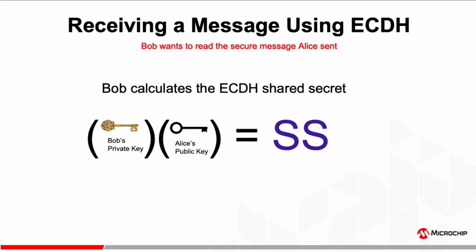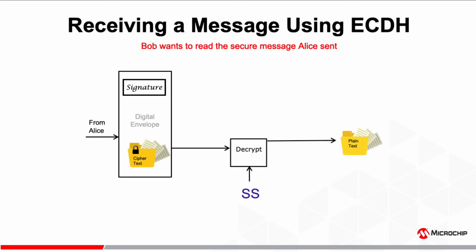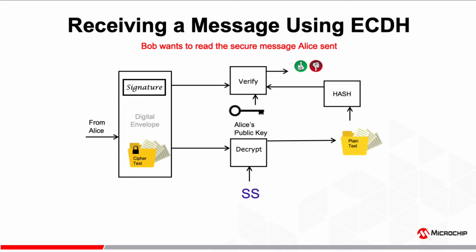On Bob's end, he needs to recreate that shared secret, so he picks up Alice's public key, dot multiplies it with his private key to create exactly the same shared secret that Alice arrived at. Bob opens the digital envelope that Alice sent and takes the shared secret to decrypt the ciphertext, turning it into plain text. He then hashes the plain text, creating a digest, which he uses along with Alice's public key to verify the signature and say yes or no, this came from Alice or not. If it's a yes, then it came from Alice and no one else, and it arrived unaltered.